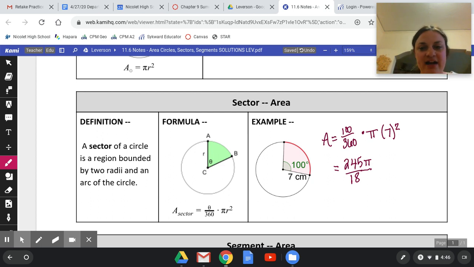If I wanted to find the area of that pink shaded region, that's what it is. If I want a decimal approximation, I just take it and actually multiply out that pi. So I can say 245 pi over 18, or I can say 42.8 square centimeters. Okay, those are my two answers. I've got an exact answer, I've got a decimal approximation.